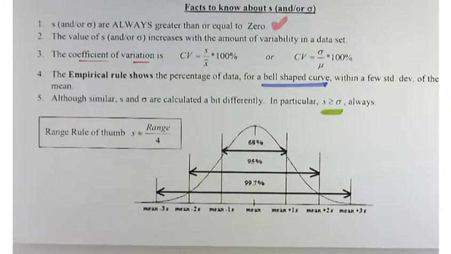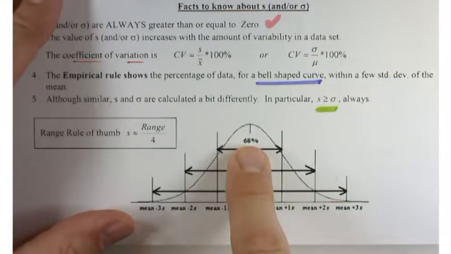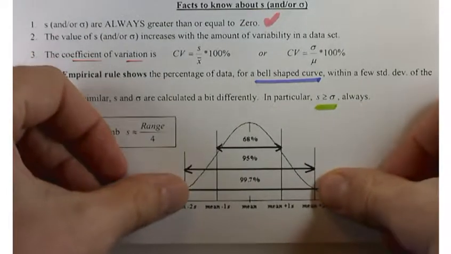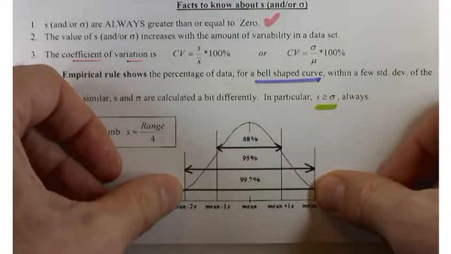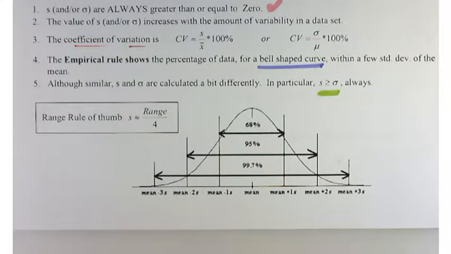So the empirical rule says that most of your data, a little bit more than 2/3 of your data, lies within one standard deviation of the mean. If you go out 2 standard deviations from the mean, now you get 95% of your data. Virtually all of your data should lie within 3 standard deviations of the mean. 99.7% of the data should lie within those 3 standard deviations. So let's apply the empirical rule to problem number 42.